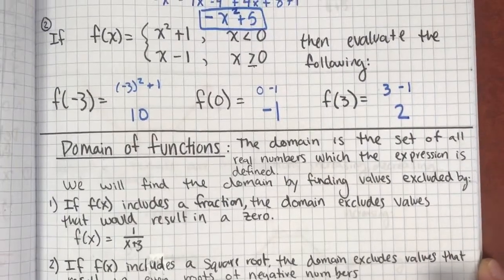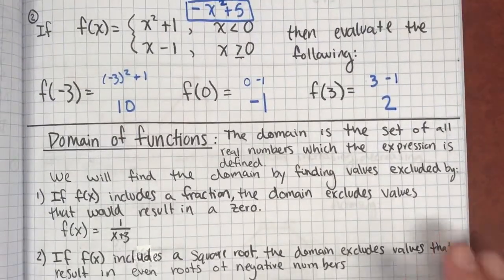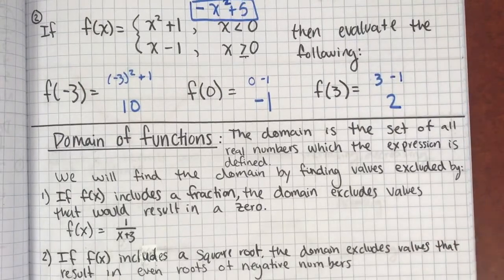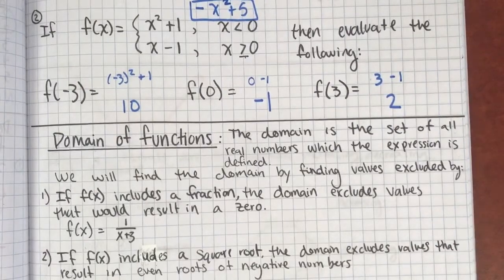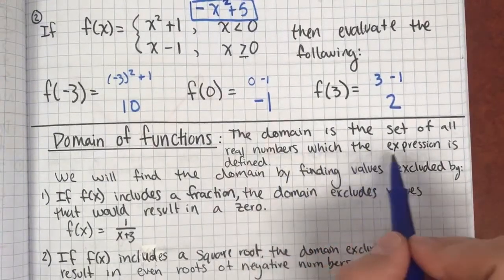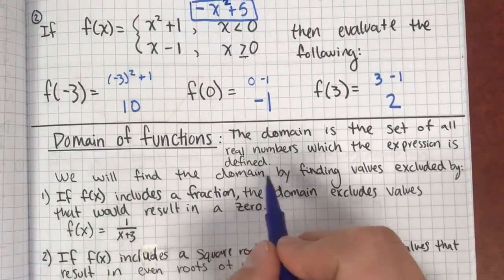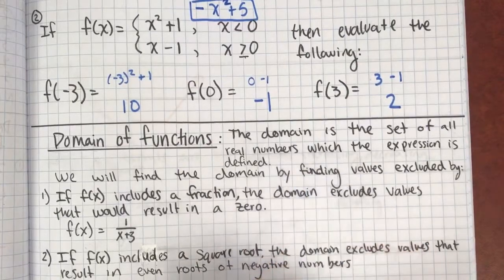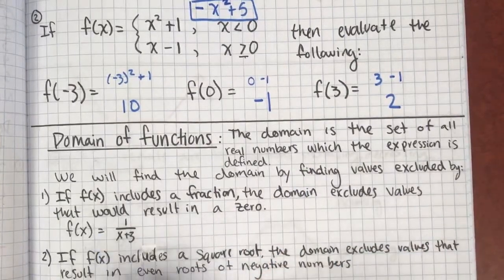All right, so for domains, and this is where things get a little crazy, because now when we have all these types of functions, we don't just have our regular all real numbers. Okay, so the domain is all real numbers for which the expression is defined. And so we're going to be finding where it is not defined. So we've got 3 different scenarios.